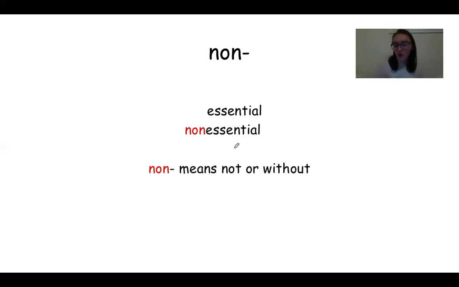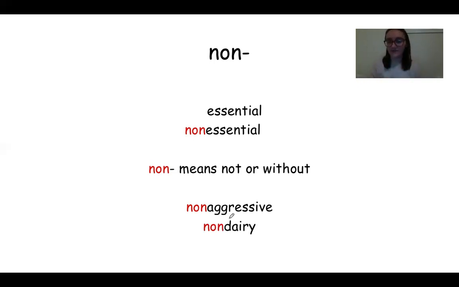So non means not or without, like non-aggressive. It means the opposite of aggressive. So it means that that person is not aggressive. Non-dairy. So this one you see a lot at restaurants or on food packages at the store. Non-dairy means no dairy. That's all it means. It means that the food does not have milk in it or cream or any kind of cow product, milk. That's why we call it dairy. So non-dairy means that there's no dairy.